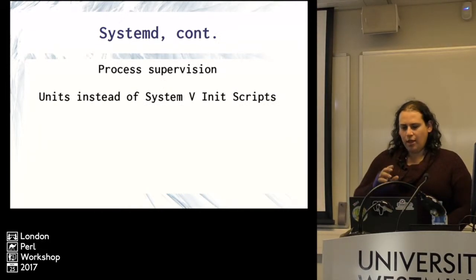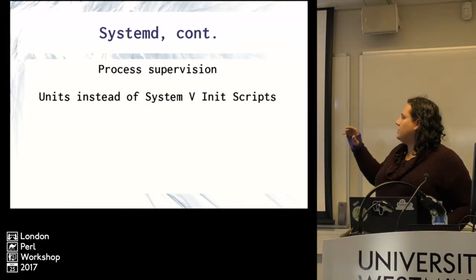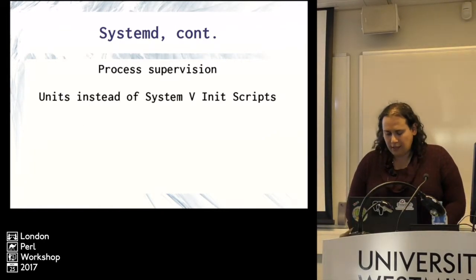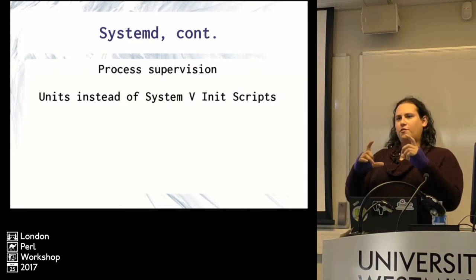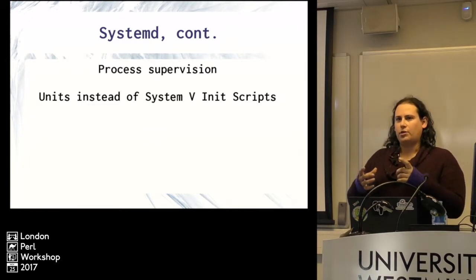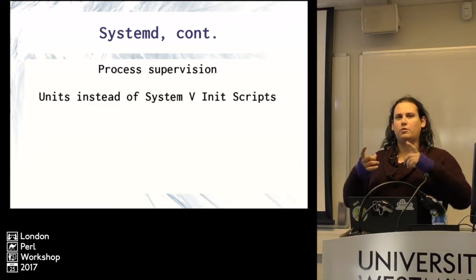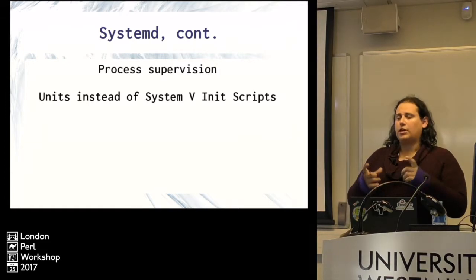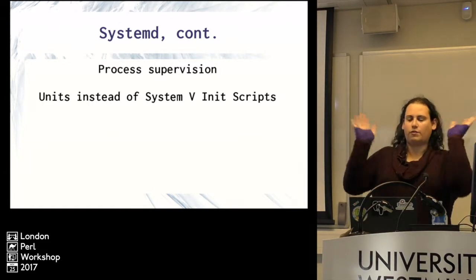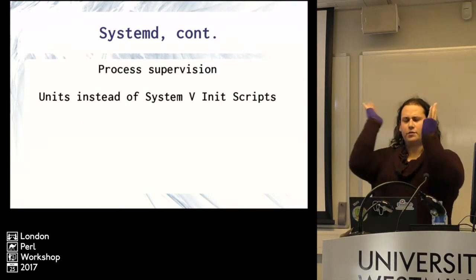One of the coolest things about this is that it does process supervision, and it doesn't do it terribly badly. It uses these unit files, which are much easier to understand, especially for a developer. I don't think developers know Bash or Bourne Shell nearly as well as a systems administrator, because they look at it and they're horrified and like, what does this do? And why do you have to quote this?